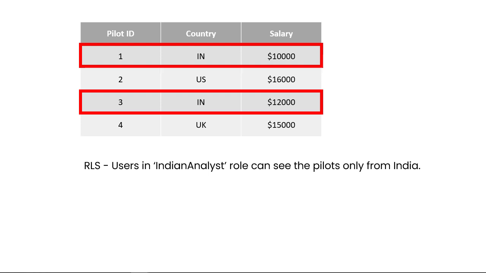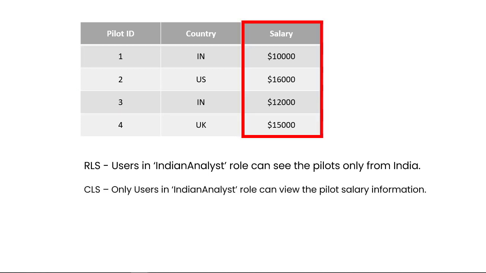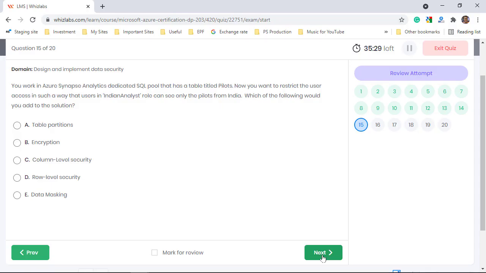Whereas if the question had been, if users only in a specific role can view a particular column, for example, salary information, then column level security would be the most suitable choice. CLS enables access control to columns of a table. Option C is an incorrect choice and option D is the correct answer.